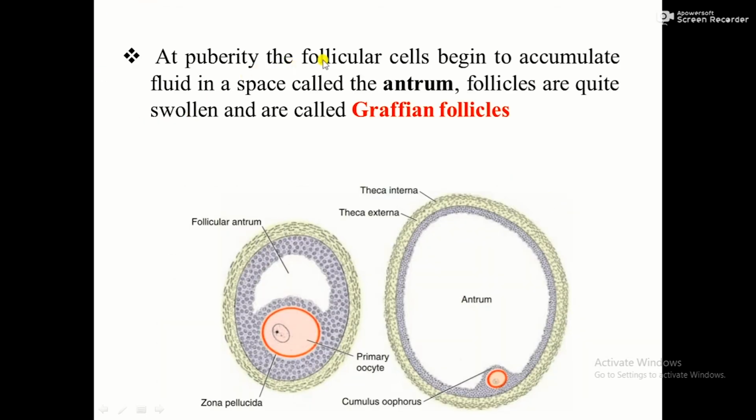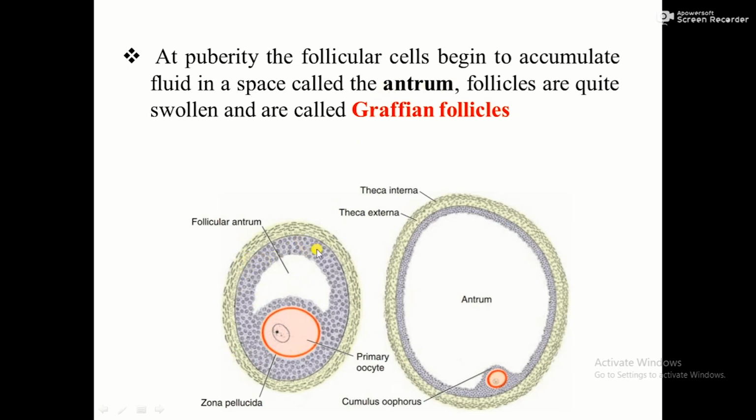Look at here, at the time of puberty, the follicular cells begin to accumulate. The follicle cells that we saw, what will they do? They will start to gather to one side and collect fluid. They will secrete some fluid, and this fluid will form a space that is called antrum.